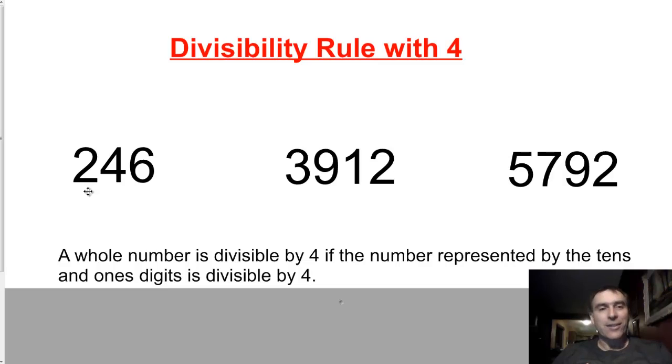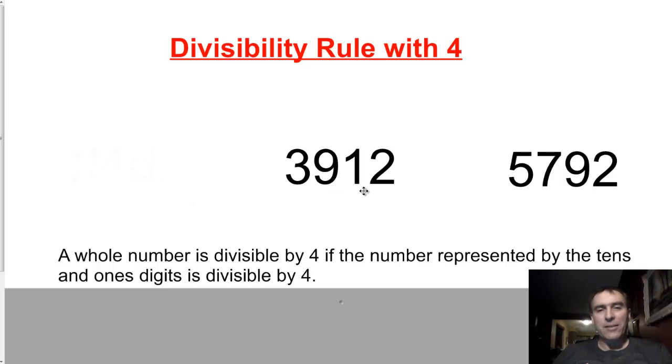And the reason is that 4 goes into every 100 there is. 4 goes into 100 25 times, it goes into 200 50 times, and you could go up from there. So every 100 is always divisible by 4, and that's why you don't have to worry about it. Now you just have to worry about the 46. Does 4 go into 46? Well, we know that 4 goes into 40 10 times. Does 4 go into 6 evenly? No, it doesn't. So we can say goodbye to that one.